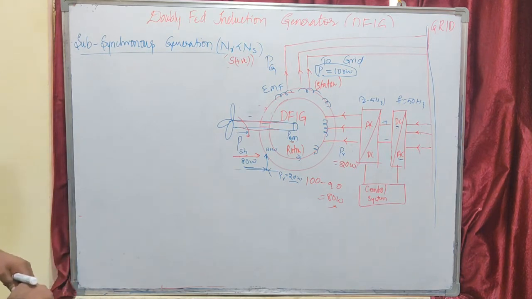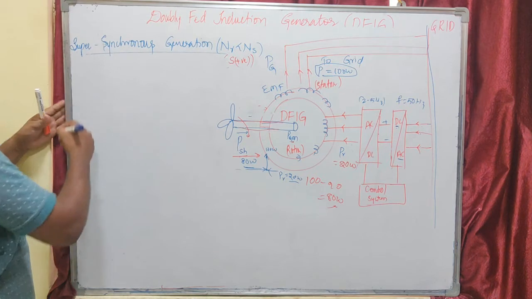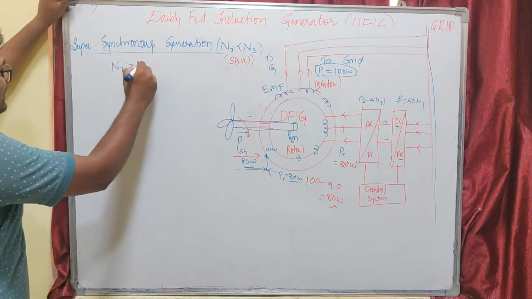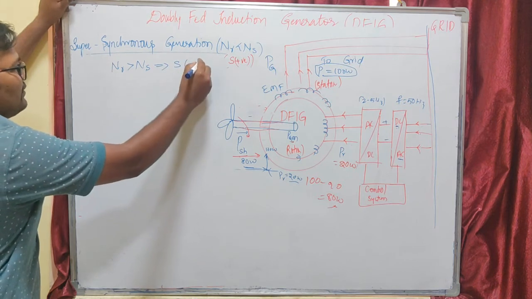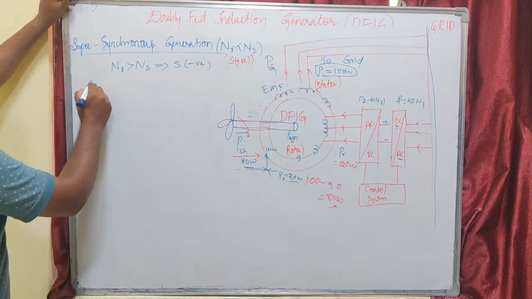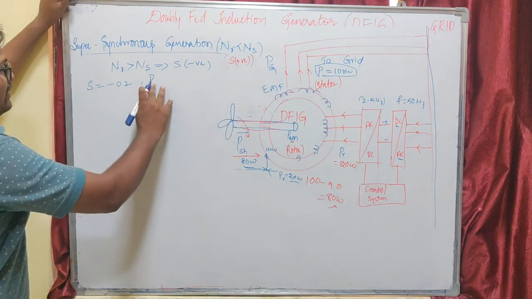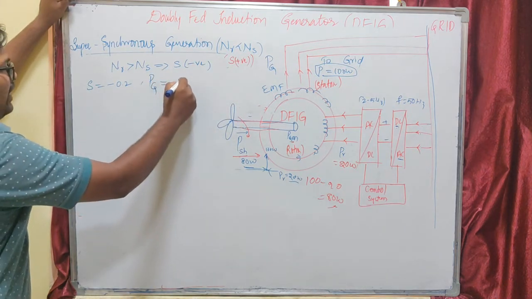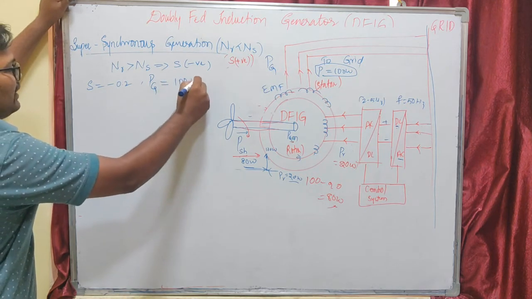Now let us try to understand our super synchronous mode. So what is super synchronous here? Whenever our rotor speed is greater than synchronous speed, our slip will become negative. So let us take the same example here. Slip is negative here, minus 0.2. Our power supply to the stator, let us consider PG equal to 100 watts.